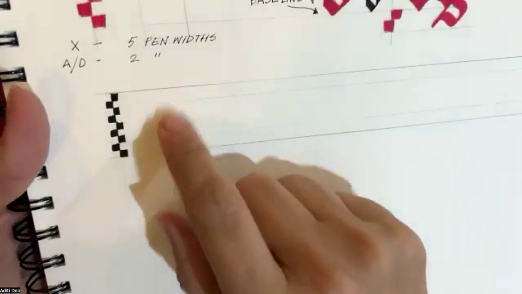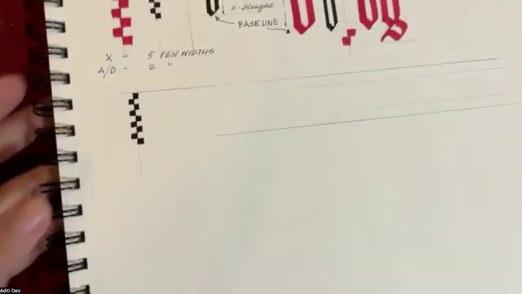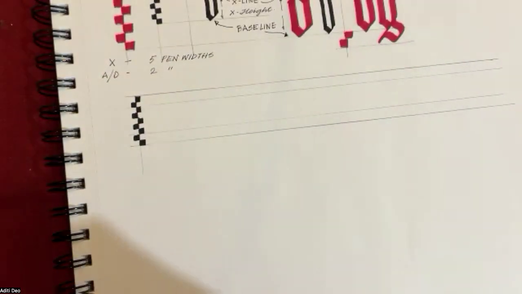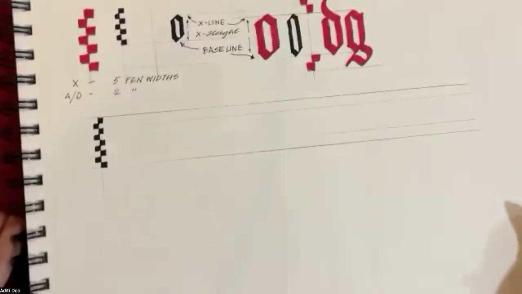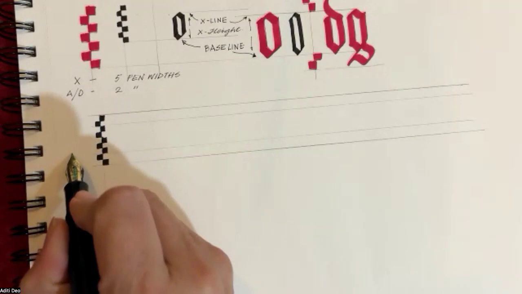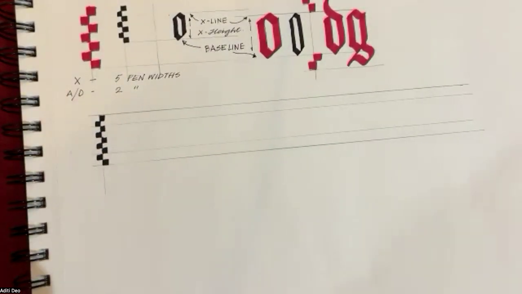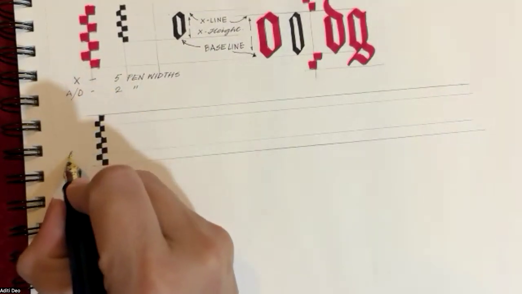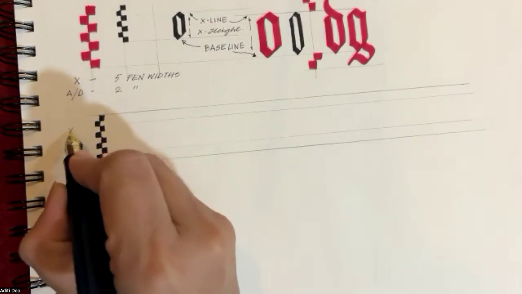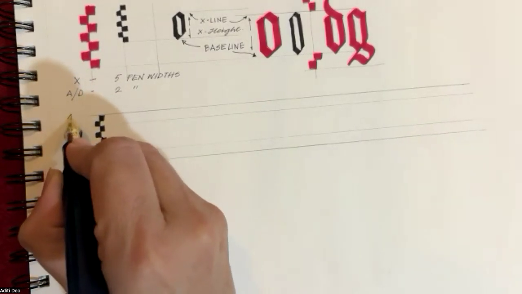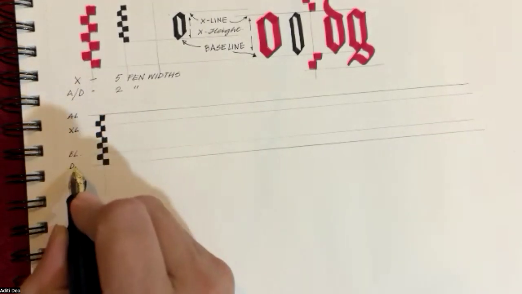Alright, so now I marked 4 lines. You have a baseline over here. I'm going to write here baseline. X line, ascender line, descender line.